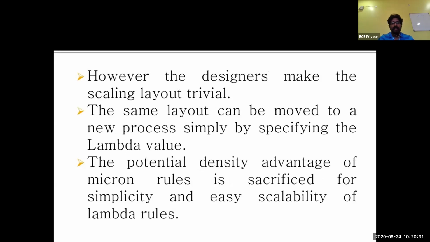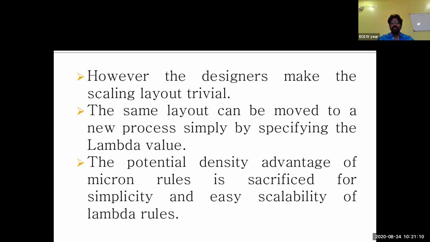These are some examples of how the same layout can be moved to a new process. That means I'm talking about going from 180 to 65, or 65 to 45, or 90 or 130 nanometer. So it will be easy for us to migrate from one technology to another. That's why the same layout can be moved to a new process simply by specifying the lambda value. If you specify the lambda value, you can easily migrate from one technology to another.